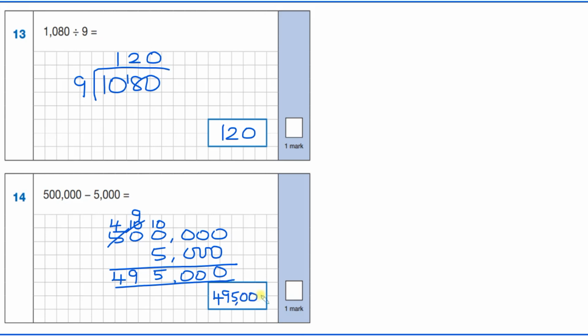So the correct answer is 495,000. You can write the numbers without a comma, or you can separate the zeros with a comma. All the 3 digits from the right hand side you can separate with a comma.